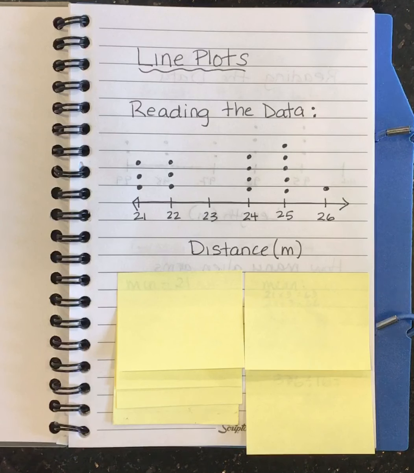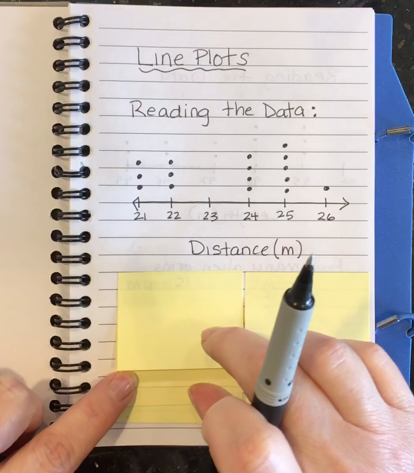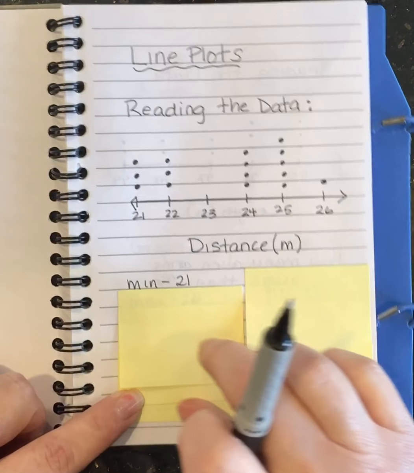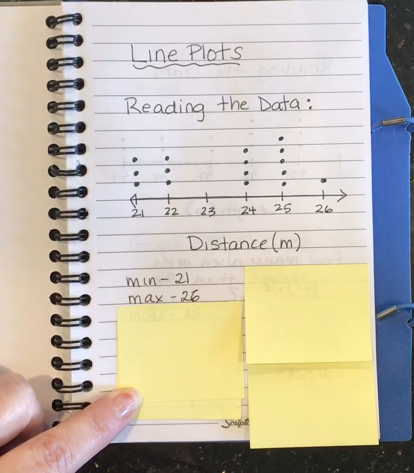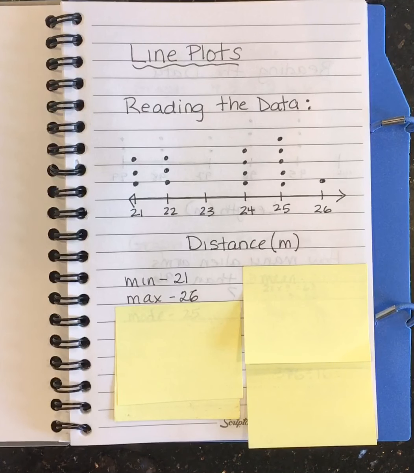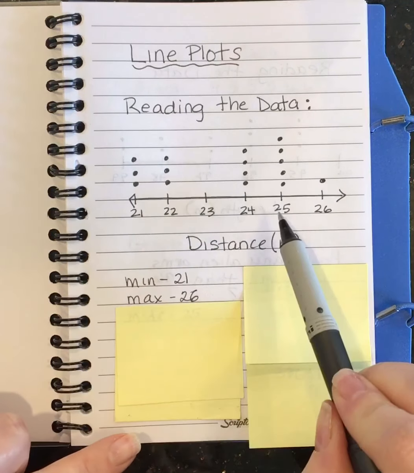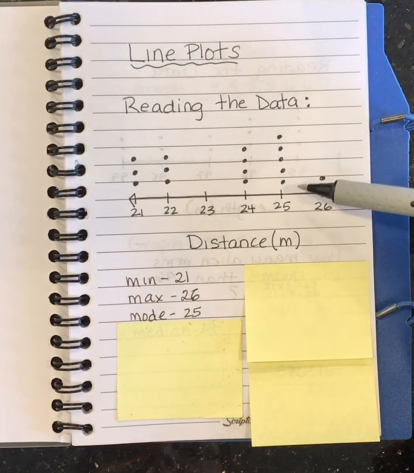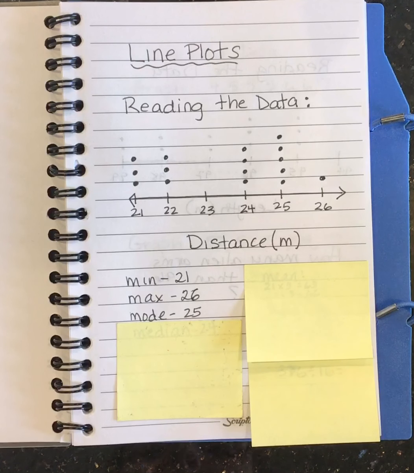We can also find values on the dot plot or the line plot that are related to central tendency or are measures of center. So if we're looking at the information on the chart, we can see that 21 is our minimum value. We can see that 26 is our maximum value. And we can determine the mode. It's the column that has the most number of dots. So if we look at all of the data, we can determine that 25 has the most number of dots and would be the number found most often.